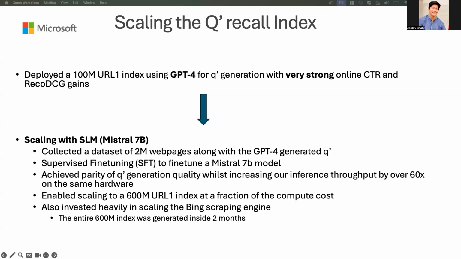And whilst doing this, we actually were able to achieve parity in Q prime generation quality, but we increased our inference throughput by over 60 times on the same hardware. What this meant was we were able to scale to a 600 million URL1 index at a fraction of the compute cost and time.